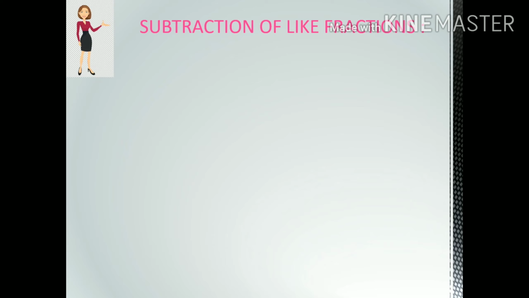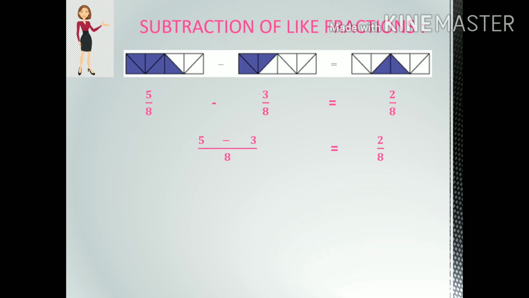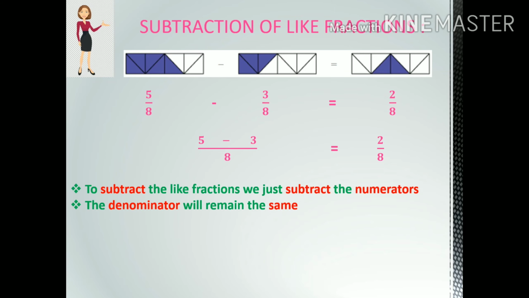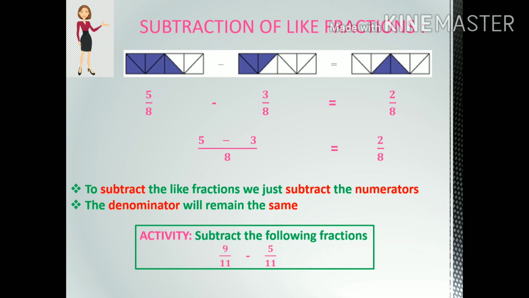Now let's have a look on subtraction of like fractions. We can see the figures here. 5 upon 8 minus 3 upon 8, what is left with us is 2 upon 8. So to subtract the like fractions, we just subtract the numerators. The denominator will remain the same. Activity for you, subtract the following fractions.